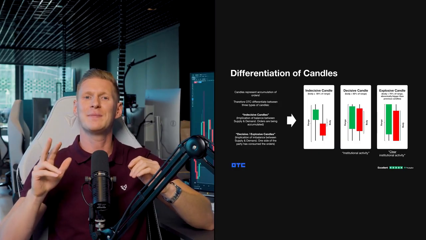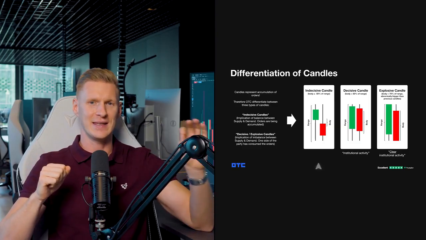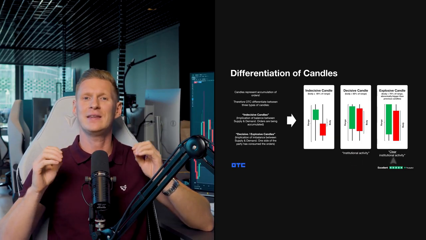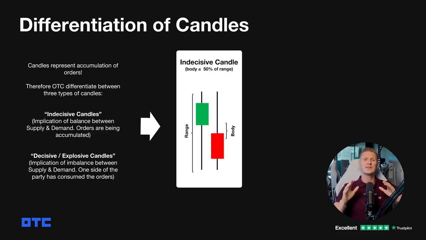elements of a candle. Let's begin by looking at the 3 types of candles we use to identify supply and demand formations: indecisive, decisive, and explosive. Each one reflects a different dynamic in how buyers and sellers interact with the market. An indecisive candle is one where the candle's body is smaller than or equal to 50% of its total range, suggesting that neither buyers nor sellers are fully in control. This often means the market is balanced or in an accumulation phase.